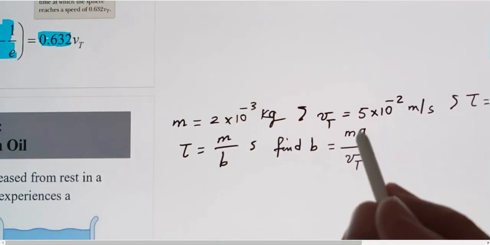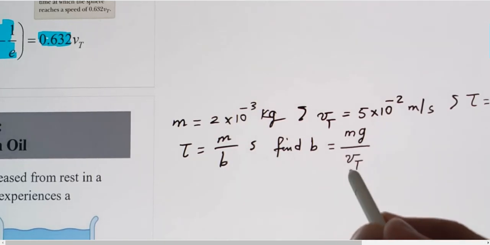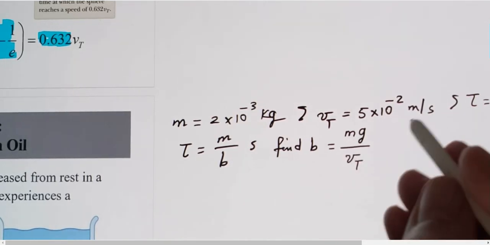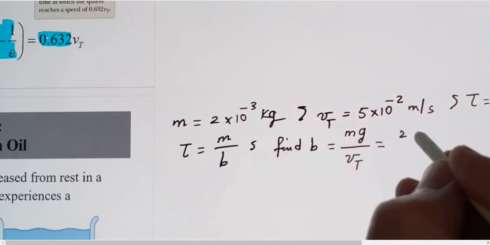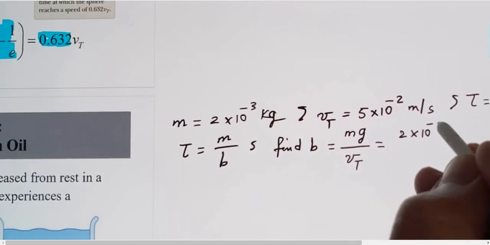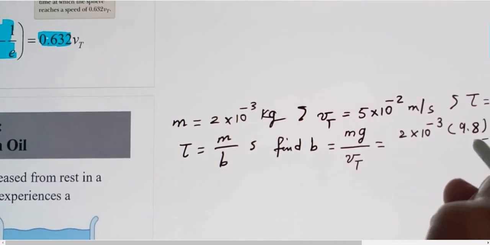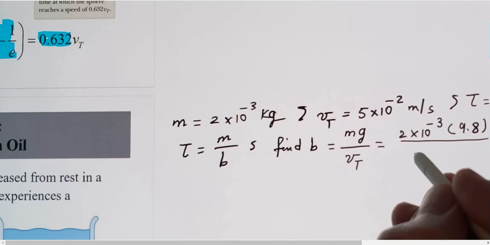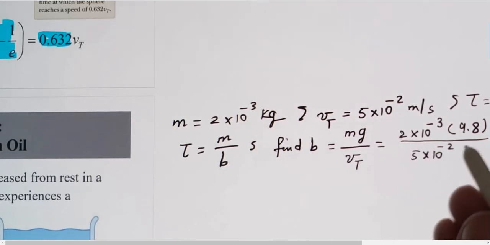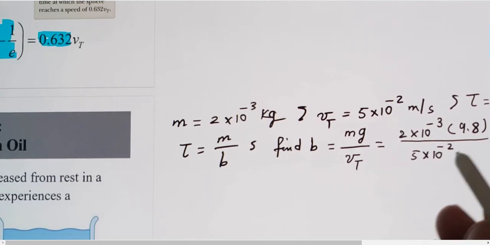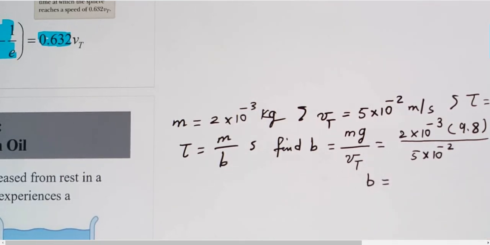We have the value of m, yes. We know g, and we know the value of terminal speed. So let's put them in the equation. 2 times 10 to minus 3 multiplied by 9.8 divided by 5 times 10 to minus 2. And what's this value? Can somebody calculate it?